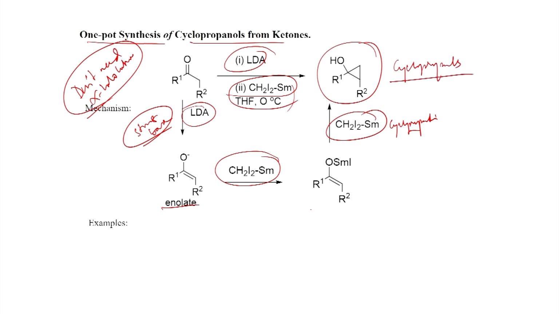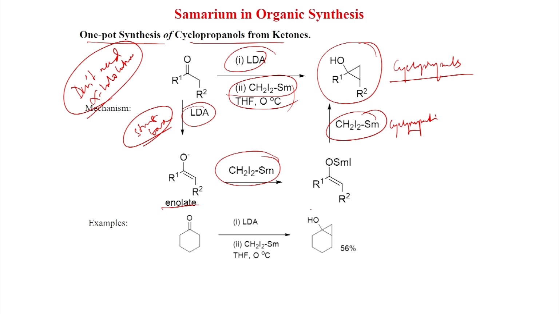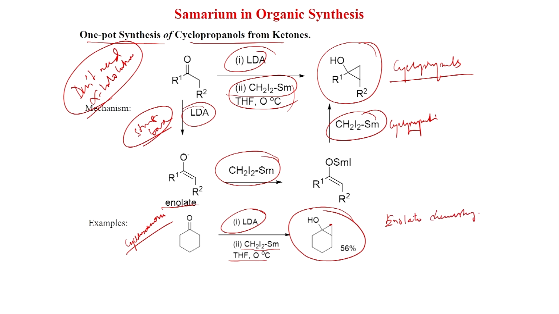And ketones can be made into enolates, like here cyclohexanone. If you treat cyclohexanone first with LDA, LDA will make the enolate, and then react with CH2I2, samarium, THF, 0 degree centigrade, then you get this product. So, these come from the CH2 group here. So, this is the enolate chemistry, and that enolate is reacting with the carbenoid to generate the cyclopropanol in 56% yield.